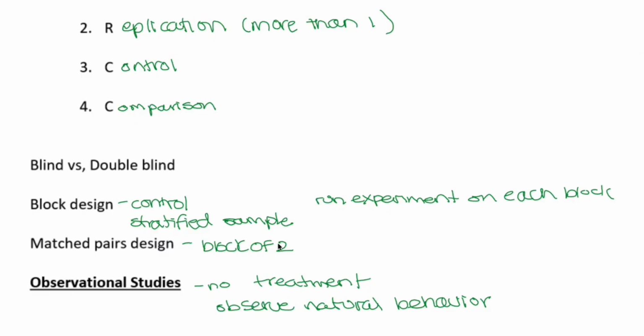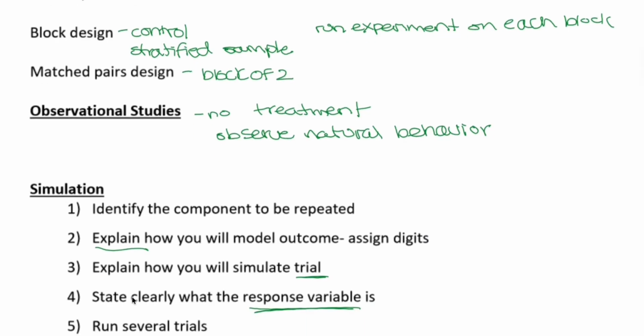So we either put our treatments into one subject or we put our treatments into twins. Basically we want to make sure that all of the other factors stay the same except the variables that we're examining. Observational studies have no treatments, and we're only observing natural behavior. So no treatments and no experiment, and we're just observing the patterns by our eyes, and we will draw the conclusion. And remember that we can never draw a cause and effect conclusion from observational studies.